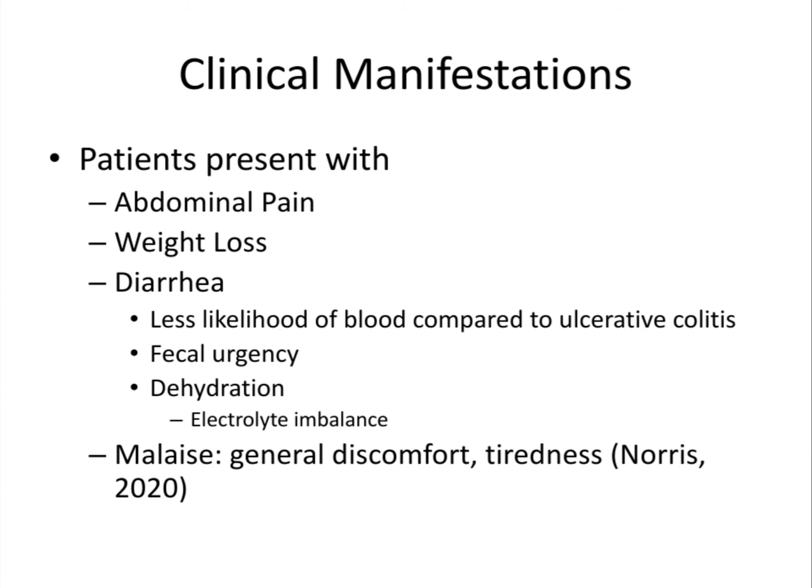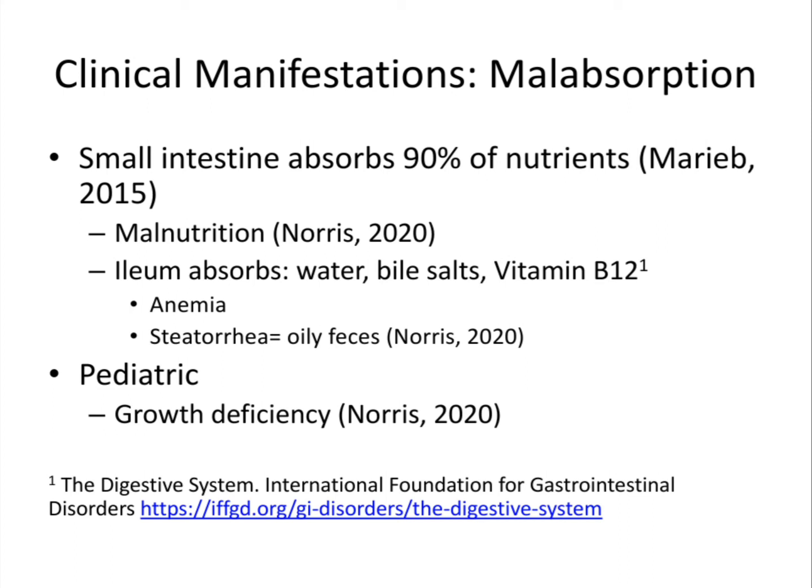Patients typically present to the healthcare provider with abdominal pain, typically of the right lower quadrant, weight loss, and diarrhea. Diarrhea is less likely to be bloody compared to ulcerative colitis. There is fecal urgency, and diarrhea can cause dehydration and electrolyte imbalance. Patients may present with malaise, which is a general discomfort and tiredness. The small intestine absorbs 90% of nutrients from the diet.